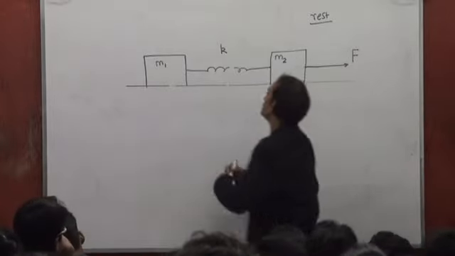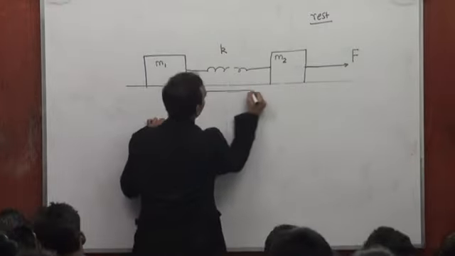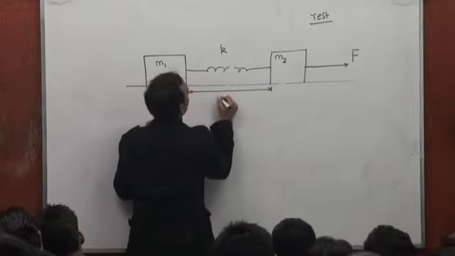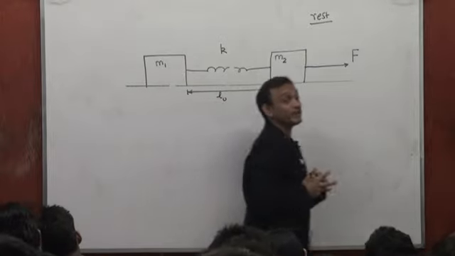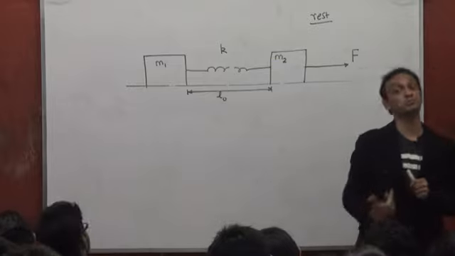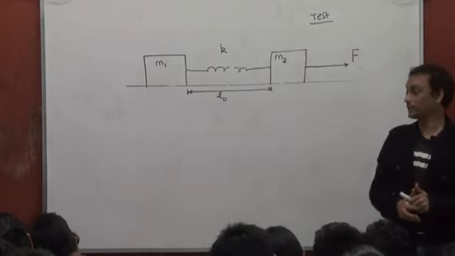And let's say the initial length of the spring is L0, which is the natural length of the spring. I want to compute the maximum and minimum length the spring attains, right?